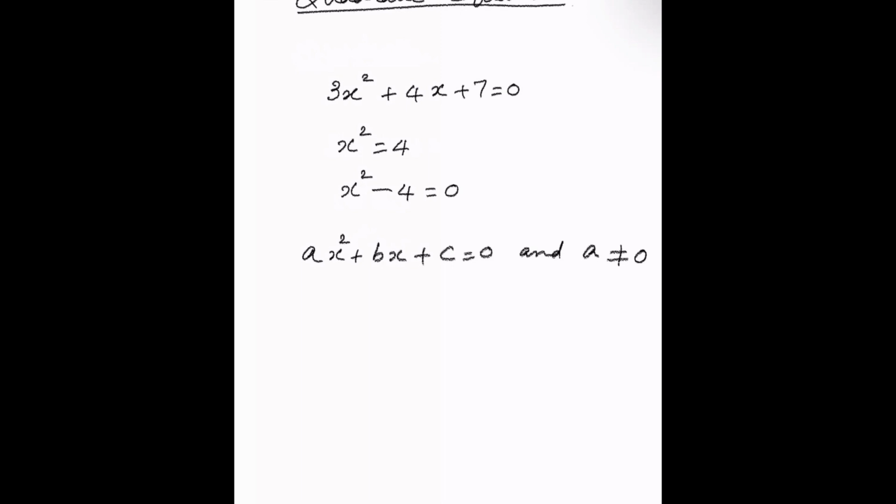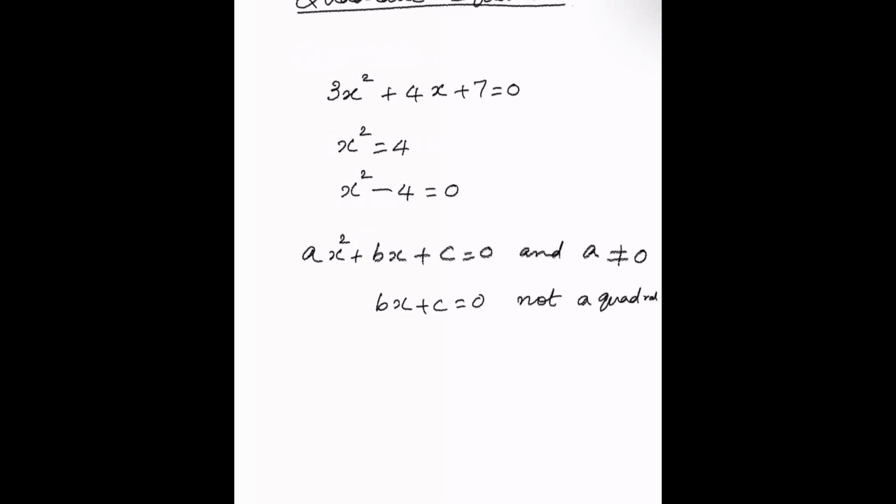When the x square term is not there, is the degree of x 2? When a is 0, what are you left with? bx plus c equal to 0, right? So can you call this a quadratic equation? No, there's no square power involved. The degree is not 2, in this case it is 1. So this is not a quadratic equation.